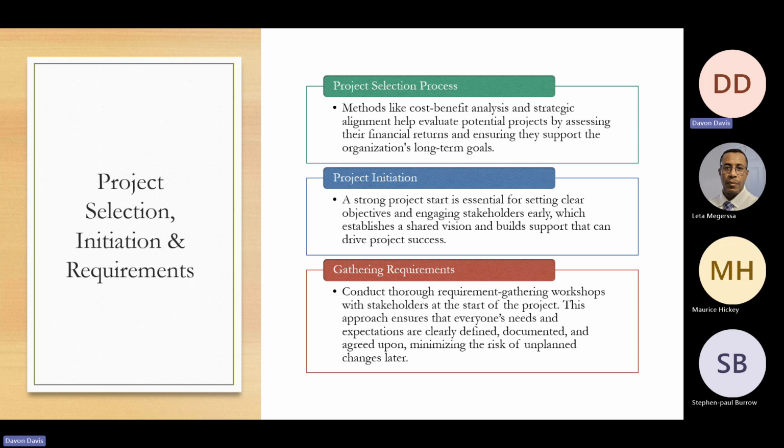So, gathering requirements, right? There are different ways you can gather requirements. You can conduct thorough requirement gathering workshops with stakeholders at the start of projects. That helps ensure that everyone's needs and expectations are defined, met, documented, and agreed upon, so there aren't any surprises down the road when you're doing something like a milestone review. So one method for gathering requirements is doing some sort of workshops with stakeholders.